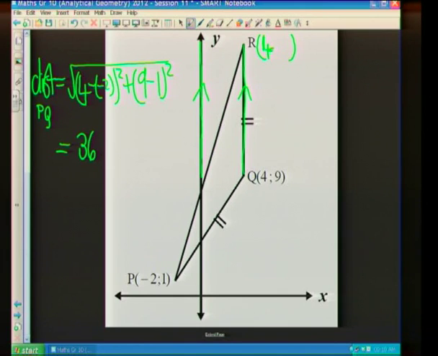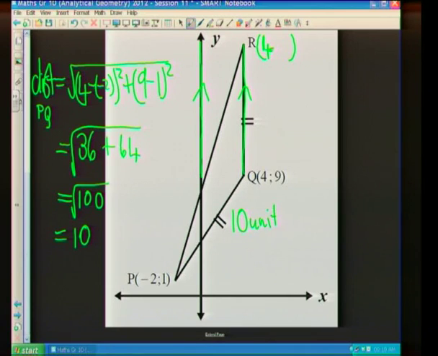And 9 minus 1 is 8, and 8 squared is 64. And if I add 64 and 36 together, I get 100. And of course, the square root of 100 is 10. So PQ is 10 units long. Let's have a look at the next question.